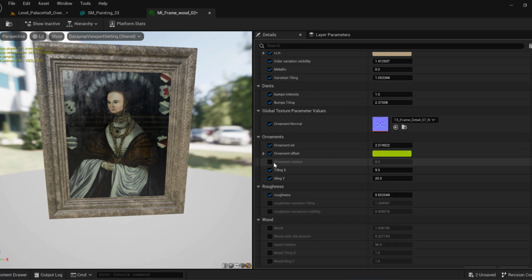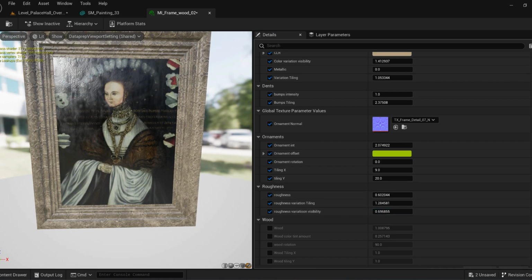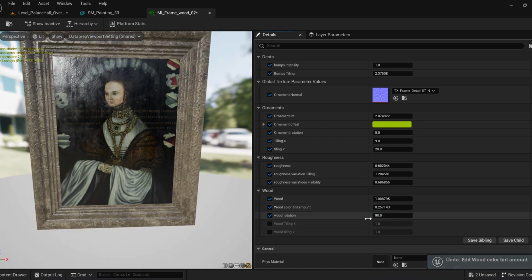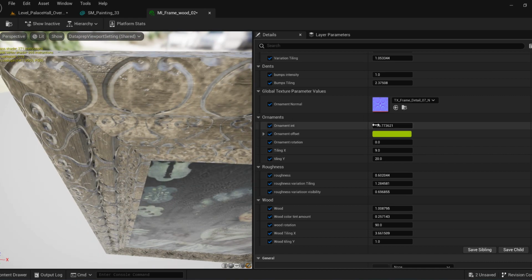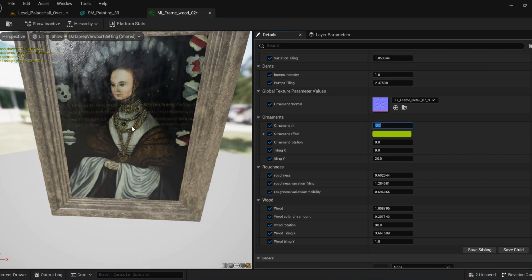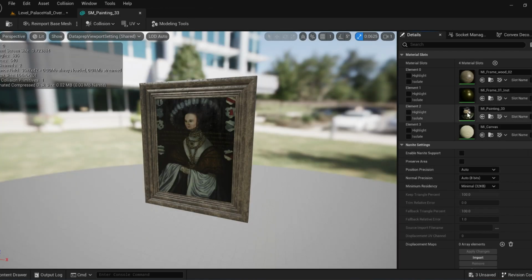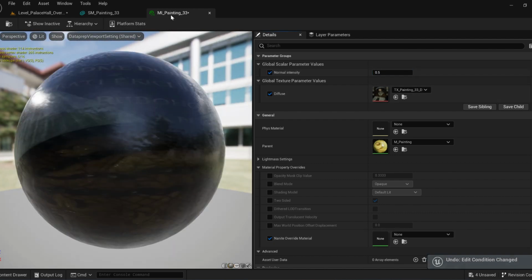you can offset it with that vector for ornament offset, rotate it, tiling, and adjust the roughness and the roughness variation tiling, and the visibility as well. You can change some parameters related to the wood. Same goes for the frame. Can also change the painting picture with another texture.